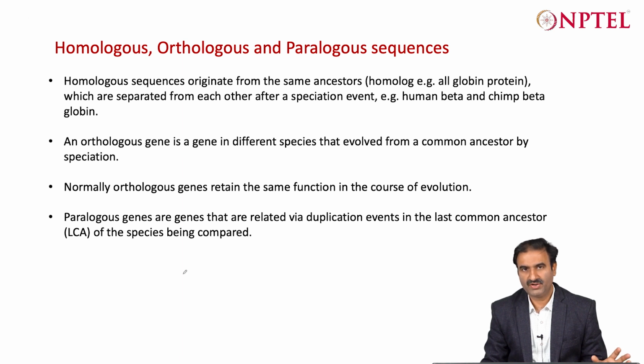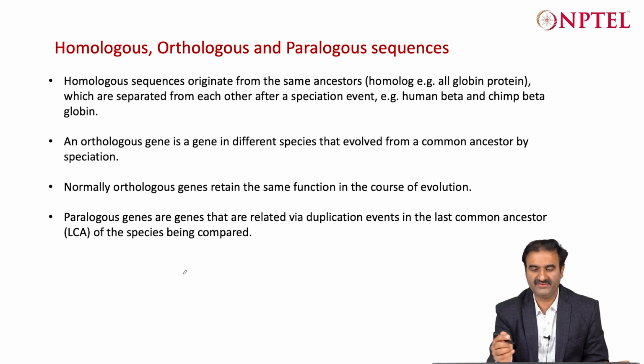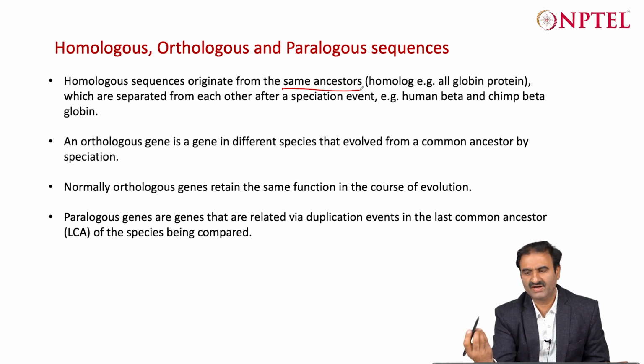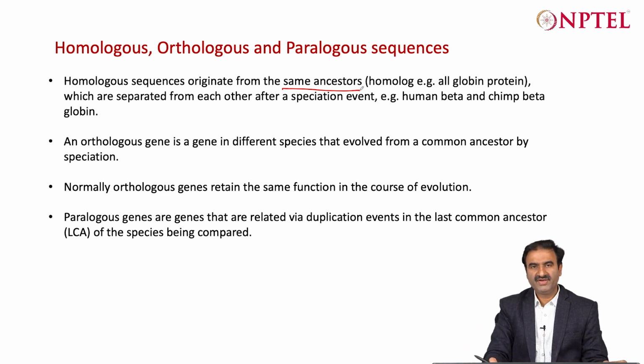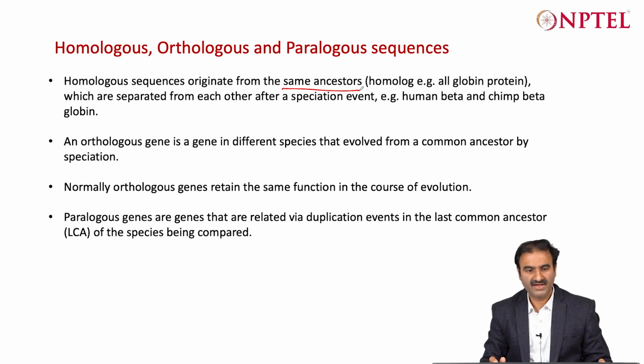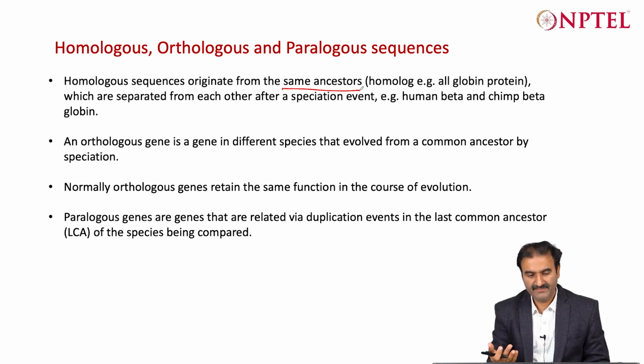We should also understand a few concepts, such as homologs, orthologs, and paralogs. Homologs are sequences that originate from a single, the same ancestor, like globin genes, and there are several other examples we will discuss. An orthologous gene is something that had a common origin and is now present in all the species you are considering, but it may have evolved in those. An orthologous gene is also a kind of homologous gene, but it is commonly present across all species.